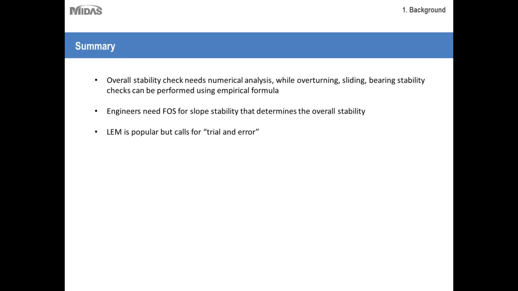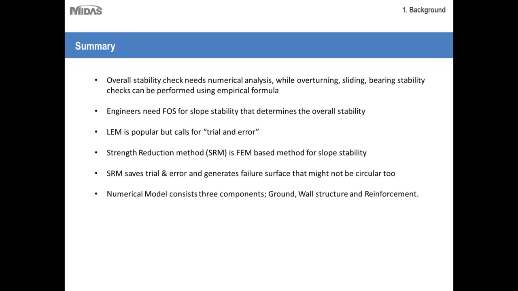LEM, or also known as limit equilibrium method, is the most popular method but calls for trial and error. Strength reduction method, or SRM, is a finite element method based method for slope stability analysis. SRM saves trial and error and generates failure surface that might not be circular.